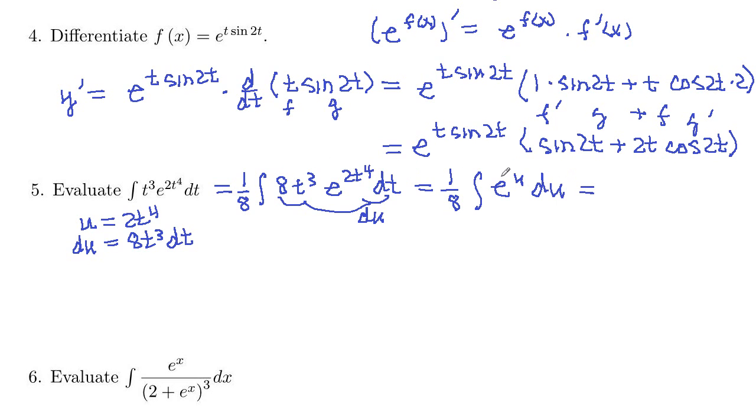And the antiderivative of e to the u is e to the u. It's its own derivative and antiderivative. So this is 1/8 e to the u, and then plus a constant, because this is an indefinite integral. And then we just need to plug back in our u. So this will be 1/8 e to the 2t to the 4th, and plus a constant, and we've got it. So you see a function and its derivative, let u equal the function.